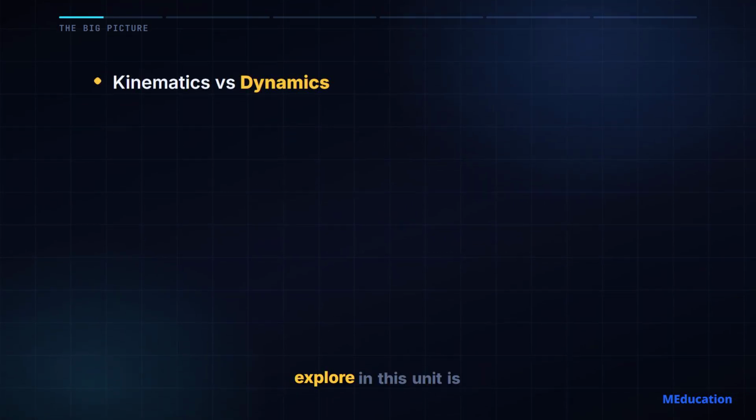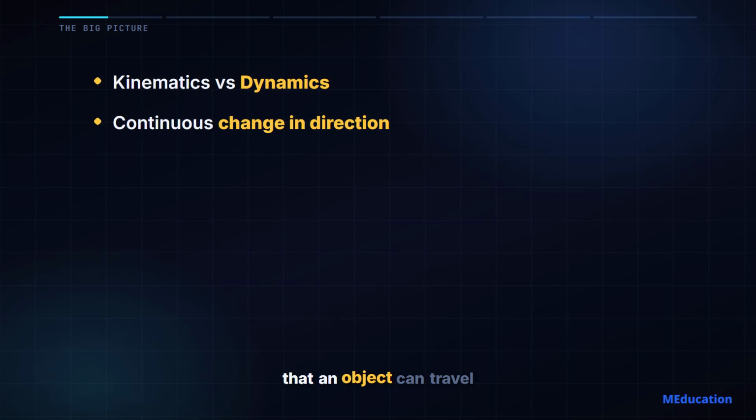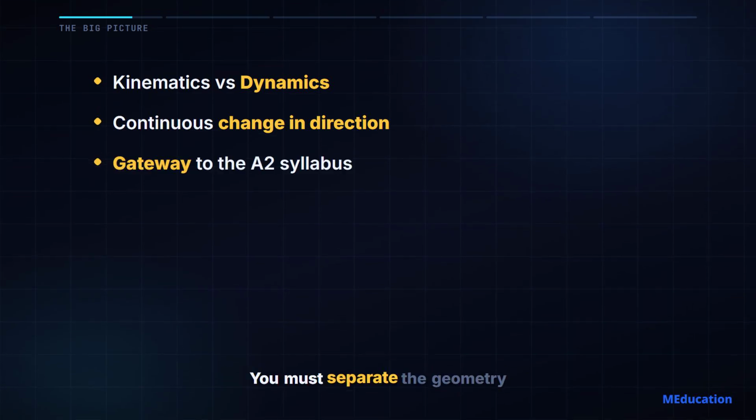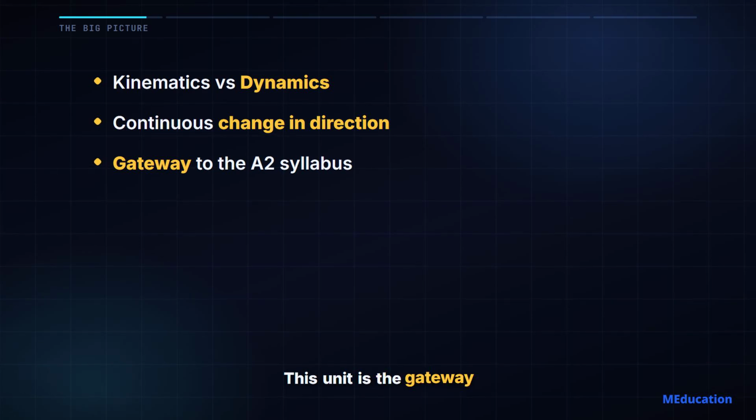The core paradox you will explore in this unit is that an object can travel at a steady speed, yet be continuously accelerating. Because velocity is a vector, changing direction means changing velocity. You must separate the geometry of the motion from the physical forces causing it. This unit is the gateway to the rest of the syllabus. Master it, and the hardest mechanics marks become yours.